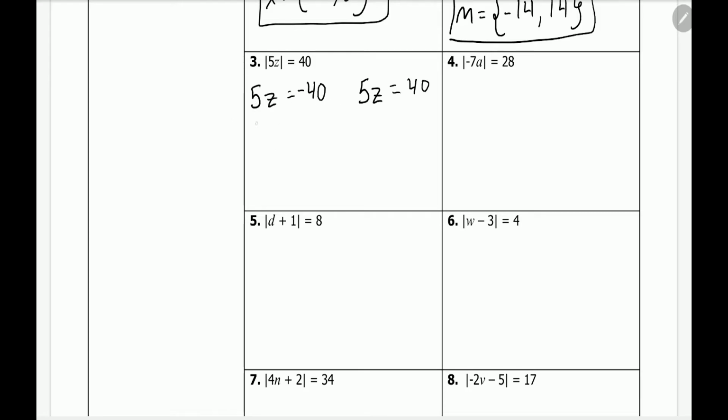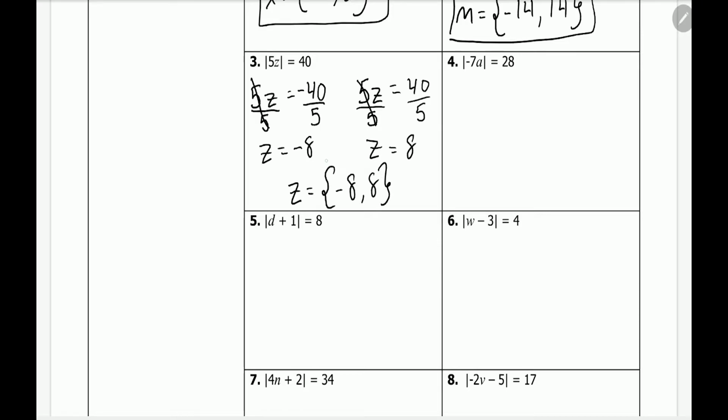In order to solve this, we have 5 times z, we have to get rid of the 5, so that means we have to divide by 5 on both sides. And that gives us z is equal to, these things cancel, negative 40 divided by 5 is negative 8. And then for this one, we have 5 times z, so we have to divide by 5 on both sides. This cancels, we're left with z is equal to 40 divided by 5, which is 8. So we have two different answers, negative 8 and 8. So we have to write this as a solution set. Negative 8, comma 8. And this is our answer.